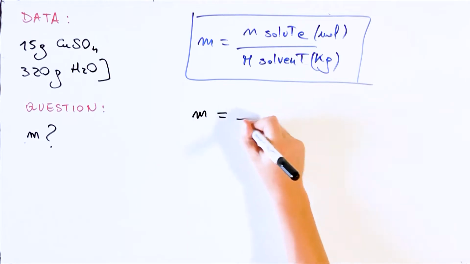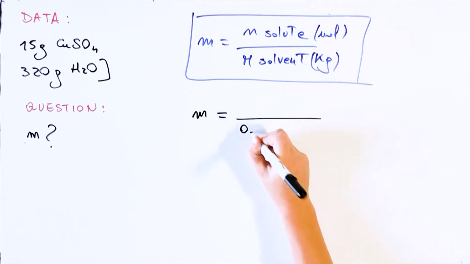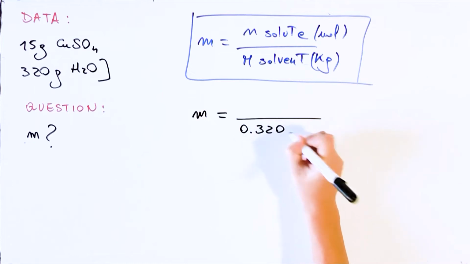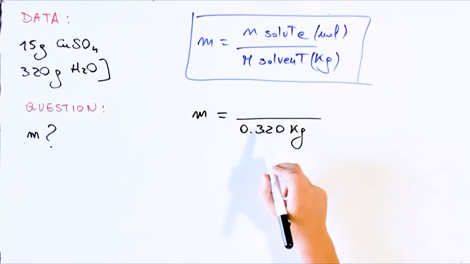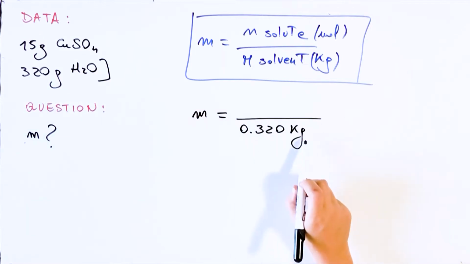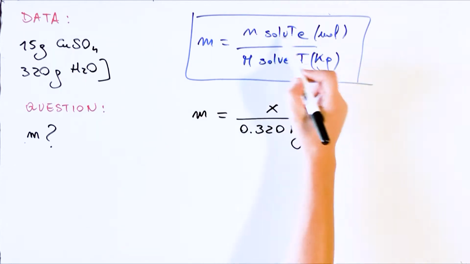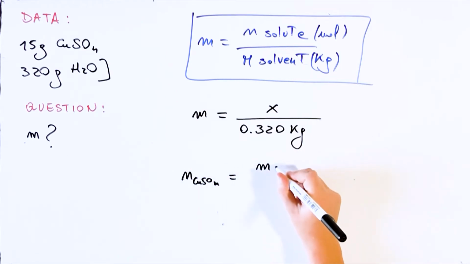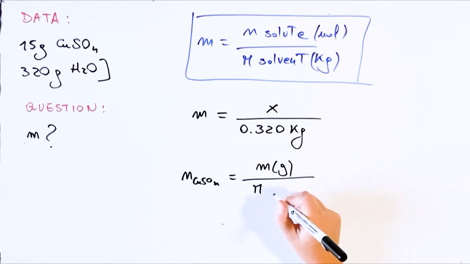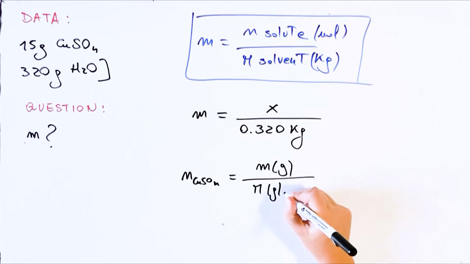Let's do it. So it will be 0.320 kilos, okay, because this was in grams. Now we have just to divide it by the kilos. But we don't have the mole of solute. But as you surely know from basic chemistry knowledge, mole can be easily calculated by the formula: mass in grams divided by the molar mass, which is gram over mole.